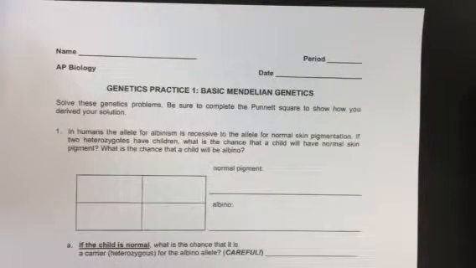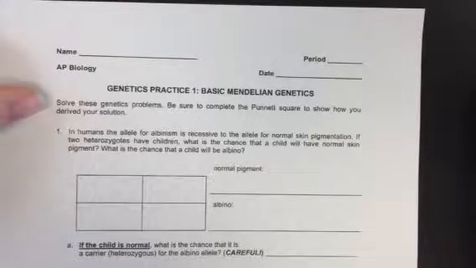Genetics Practice 1, Basic Mendelian Genetics. This is a worksheet from AP Biology, and it's ridiculously easy, so you guys will have no problem with it. You're going to solve these genetic problems, and be sure to complete the Punnett square to show how you derived your solution.